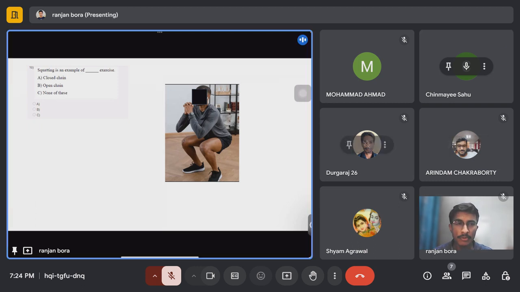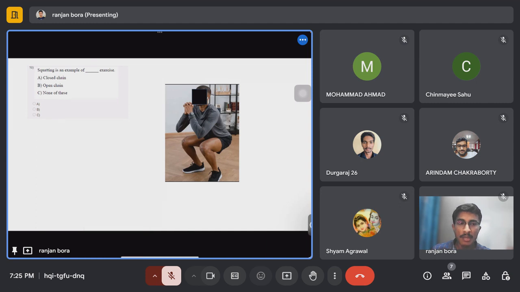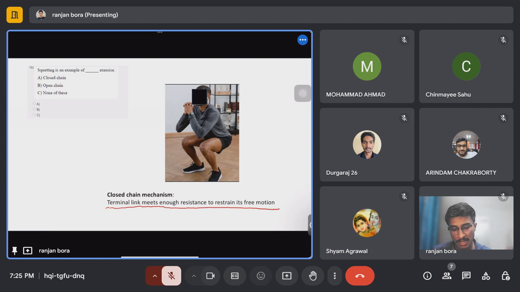If you have seen my previous week video, in this video we have discussed in brief what is an open chain and closed chain, and we have discussed some examples of performing exercises, like which exercise is open chain and which exercise is closed chain. Again, this definition is there in the slide. Terminal link meets enough resistance to restrain its free motion. If this condition is satisfied, then it is a closed chain mechanism.